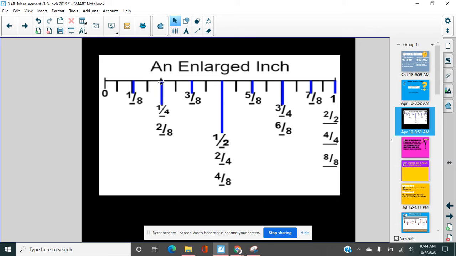So 1/8, 2/8, or 1/4, 3/8. Here's 4/8, which of course is the same as 1/2 and 2/4. These are all equivalent fractions. 5/8, 6/8, which is equal to 3/4, 7/8, and then 8/8. 1, right, is equal to 8/8 and also equal to all of these other items as well, right?